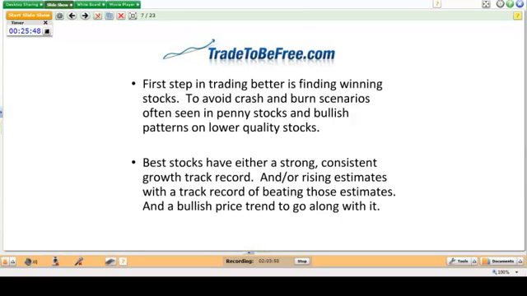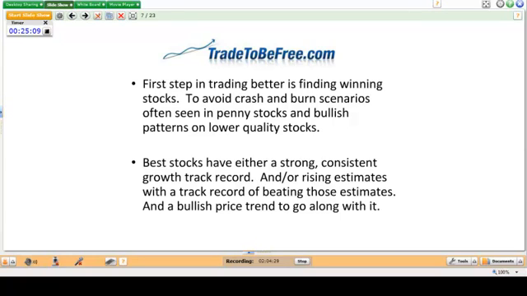So the first step in getting an edge in your trading, and by using these characteristics, by using this philosophy, is to define winning stocks. And the best stocks have either a strong, consistent growth track record and or rising estimates with a track record of beating those estimates. And that's important because analysts and the company can raise their earnings estimates, but if they don't consistently meet those expectations or beat those expectations, it's not as likely that they'll actually follow through.